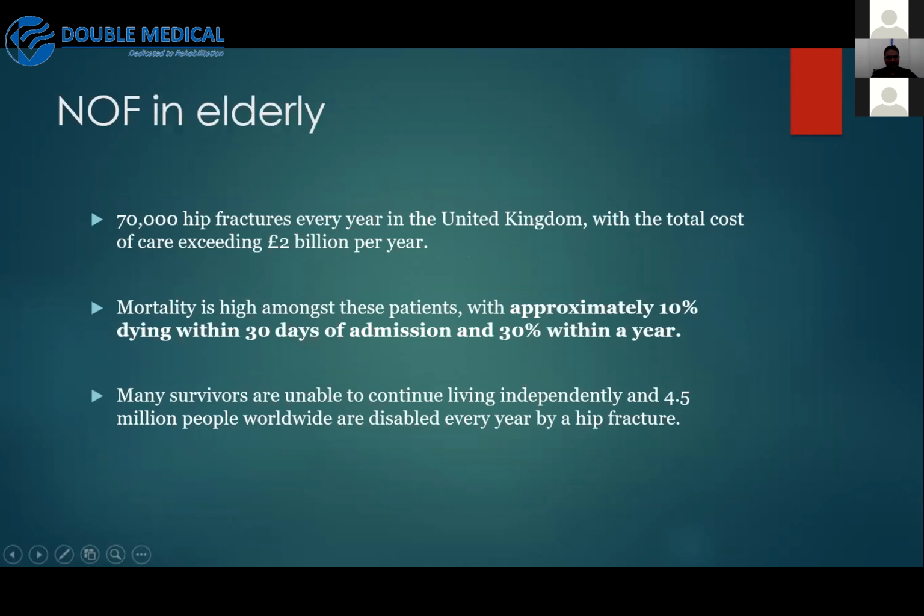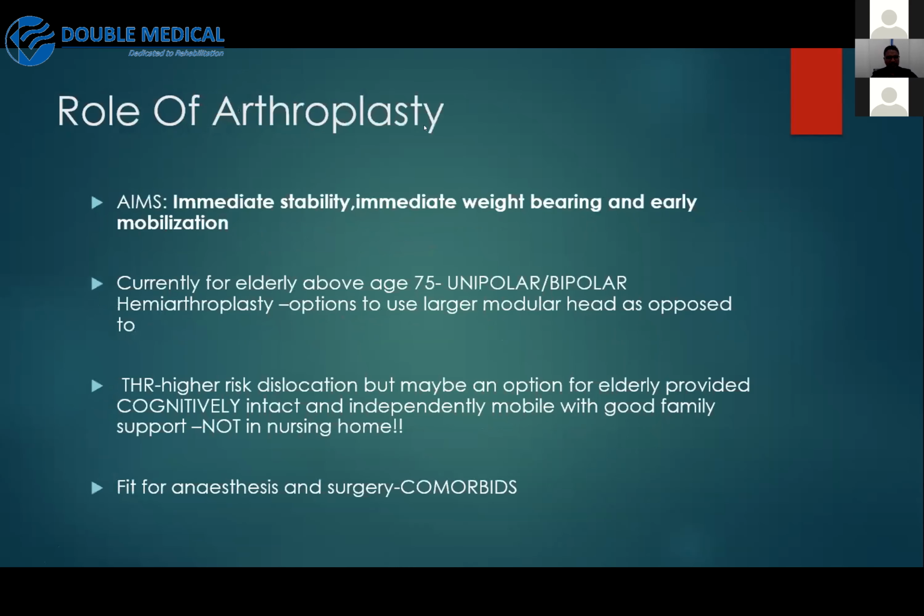So when talking about the elderly, there are roughly about 70,000 hip fractures every year in the United Kingdom, with total costs exceeding 2 billion. And mortality is very high. It is 10% dying within 30 days of admission, and 30% mortality within 1 year. And so many survivors are unable to continue living independently, and 4.5 million people are disabled every year by hip fracture. So the role of arthroplasty in elderly neck of femur fracture is immediate stability, immediate weight bearing, and early mobilization.